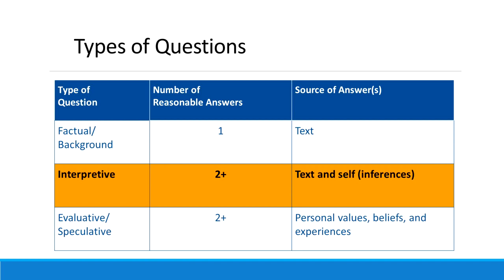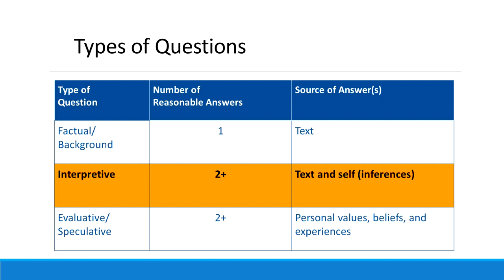So looking at it this way, questions that are good for discussion are interpretive questions, because they give you more than one answer so that you have something to discuss, but it takes you back to the text, and everybody can look at the same thing, but they can have a different inference when reading it. A factual question or a background question would not be good for discussion because there's only one answer to it. And evaluative and speculative as well.